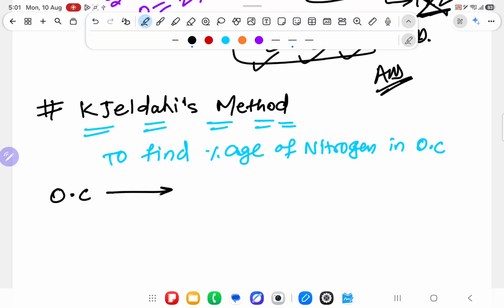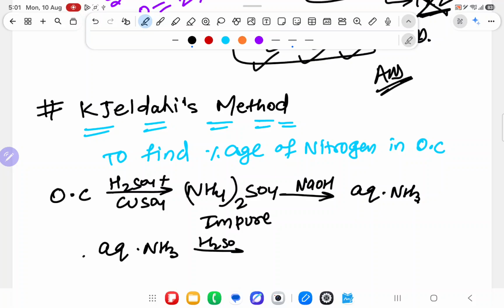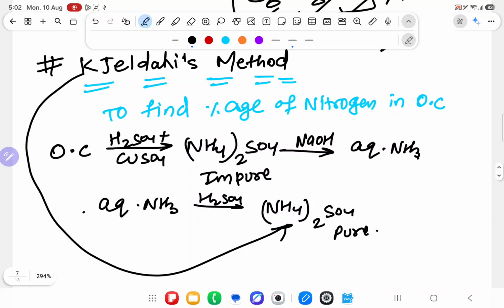Some organic compound is there. That organic compound reacts with H2SO4 in presence of CuSO4. It will give (NH4)2SO4, which is a little bit impure. That impure product will react with NaOH. It will give aqueous NH3. Then that aqueous NH3 will react with H2SO4 and it will give pure (NH4)2SO4. So simply you have to know that in the Kjeldahl method we get pure (NH4)2SO4. You don't need to learn all the reactions, no need to learn it.